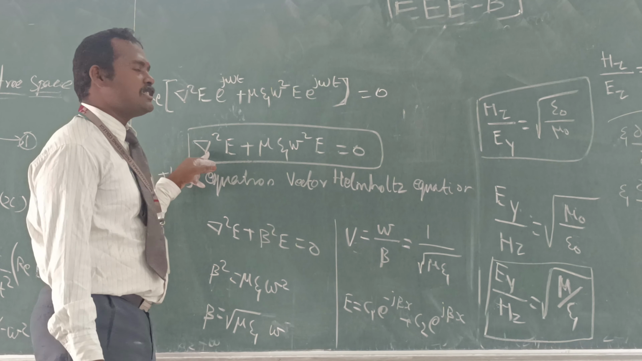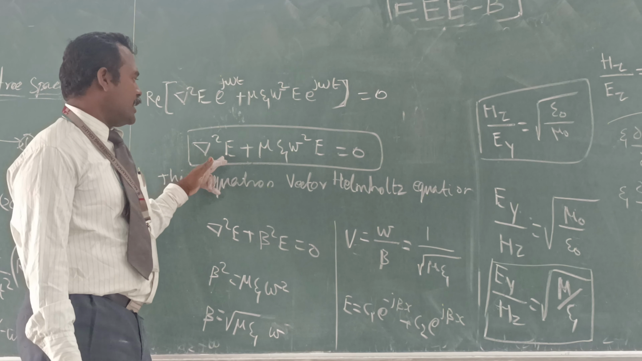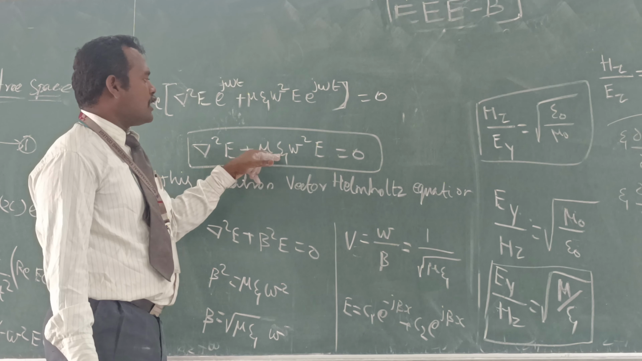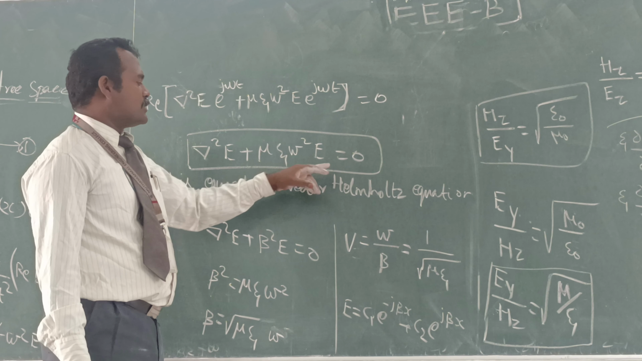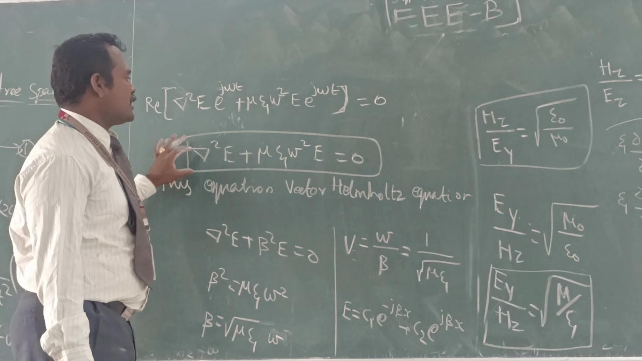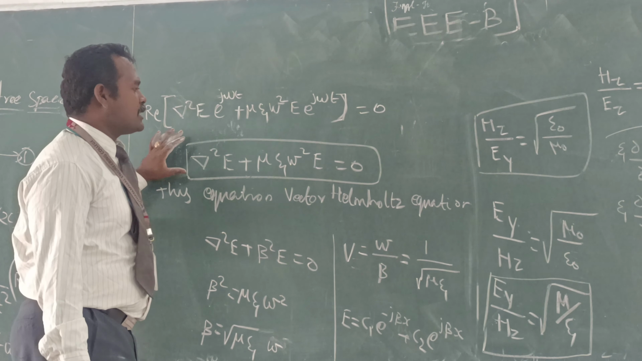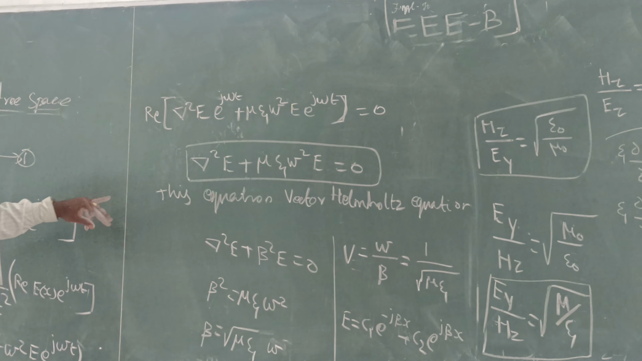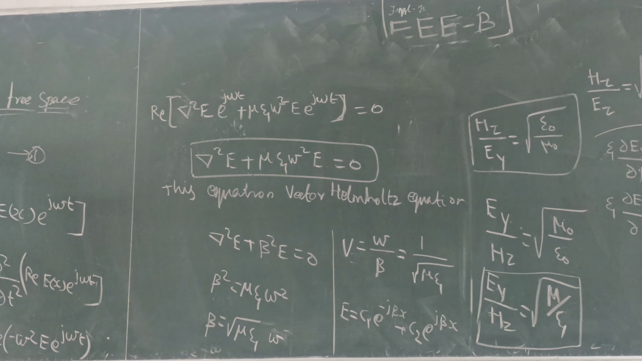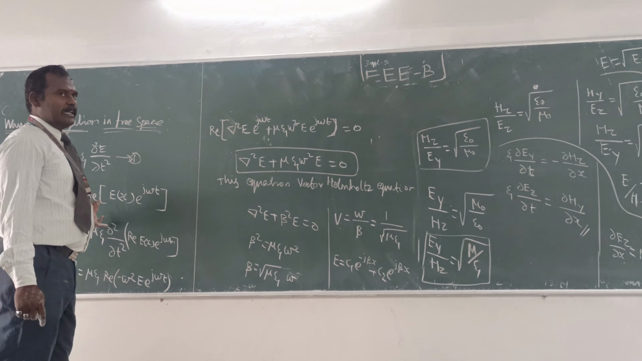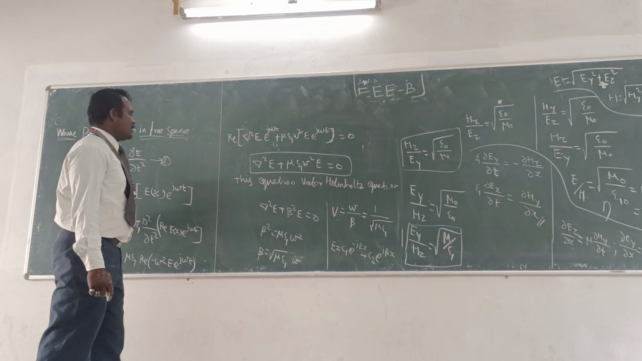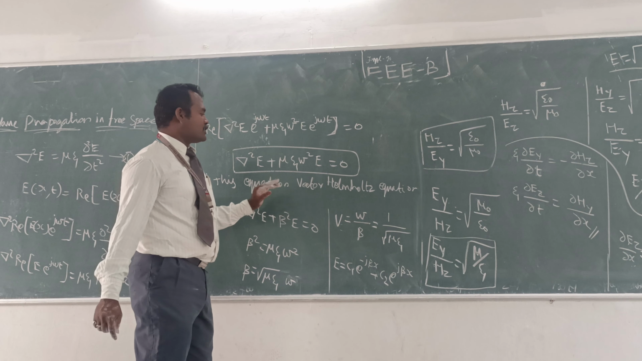So the remaining expression alone we can write: del square E plus mu epsilon omega square into E equals 0. That is the vector Helmholtz equation. They may ask you the vector Helmholtz equation. If they are asking, you can write the wave equation, then make the simplification and find the equation of the vector Helmholtz equation.